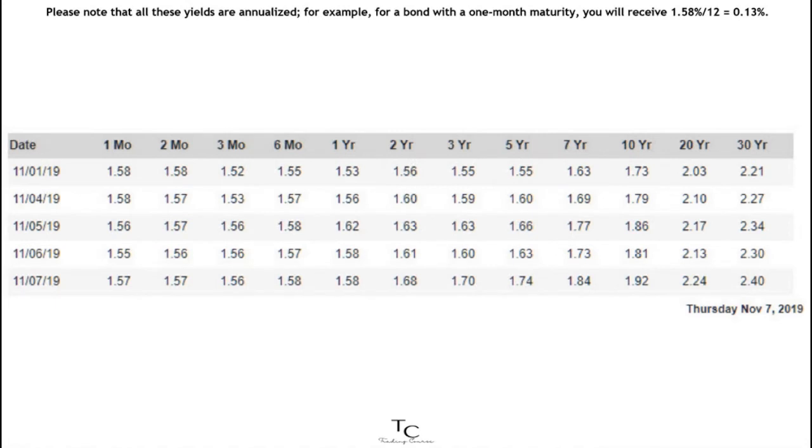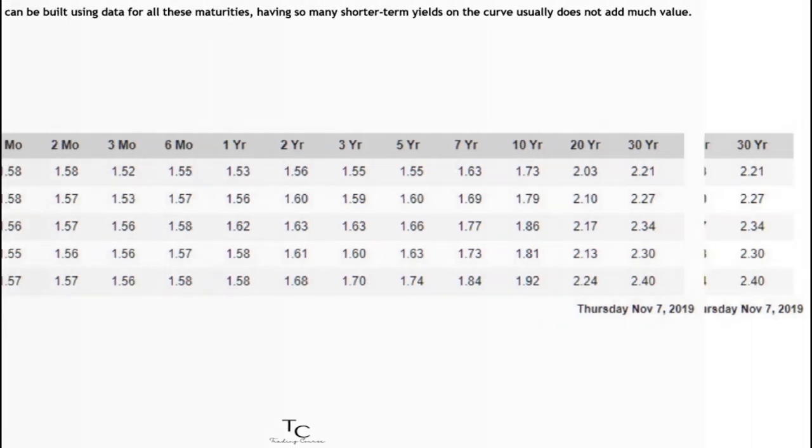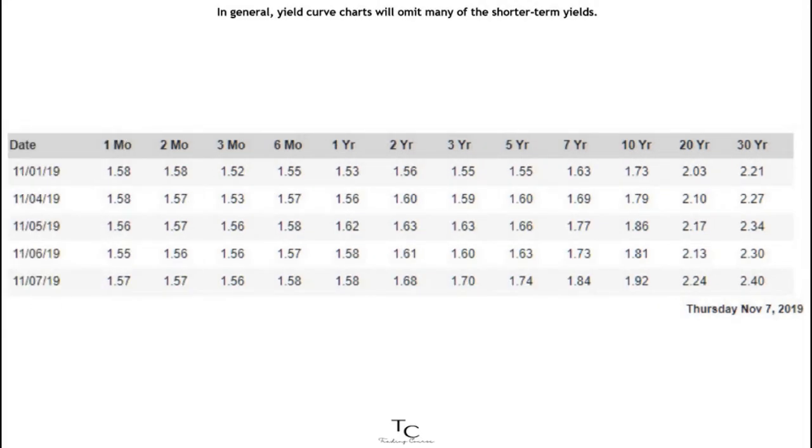For example, for a bond with a 1-month maturity, you will receive 1.58%, divided by 12, equals 0.13%. While yield curves can be built using data for all these maturities, having so many shorter-term yields on the curve usually does not add much value. In general, yield curve charts will omit many of the shorter-term yields.